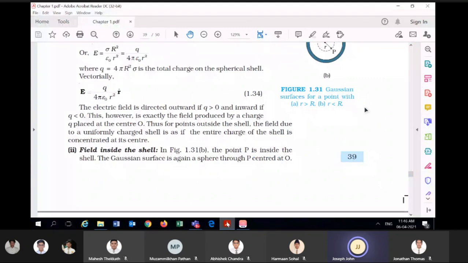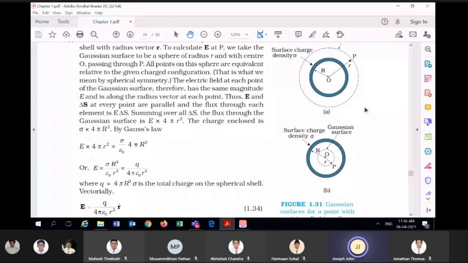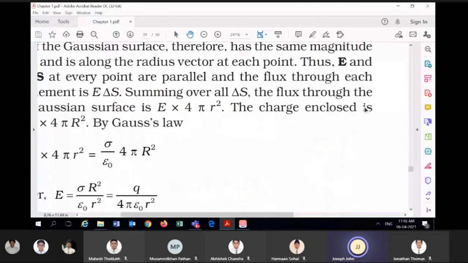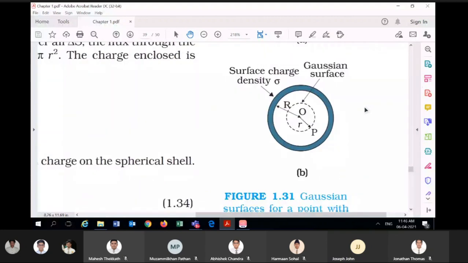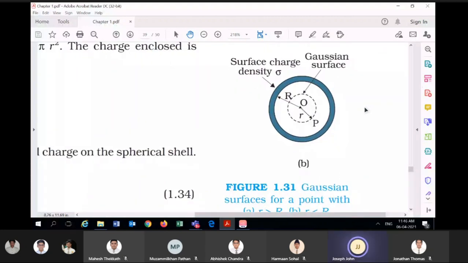Hello? Can you see the screen? Hello? Can you see that, all of you? Yes, sir. Okay. Field inside the shell heading, please. Case 2 is field inside the shell. Can you draw this diagram for me? Second diagram I need it, please. That is the spherical shell is inside, okay? Yeah, draw it.